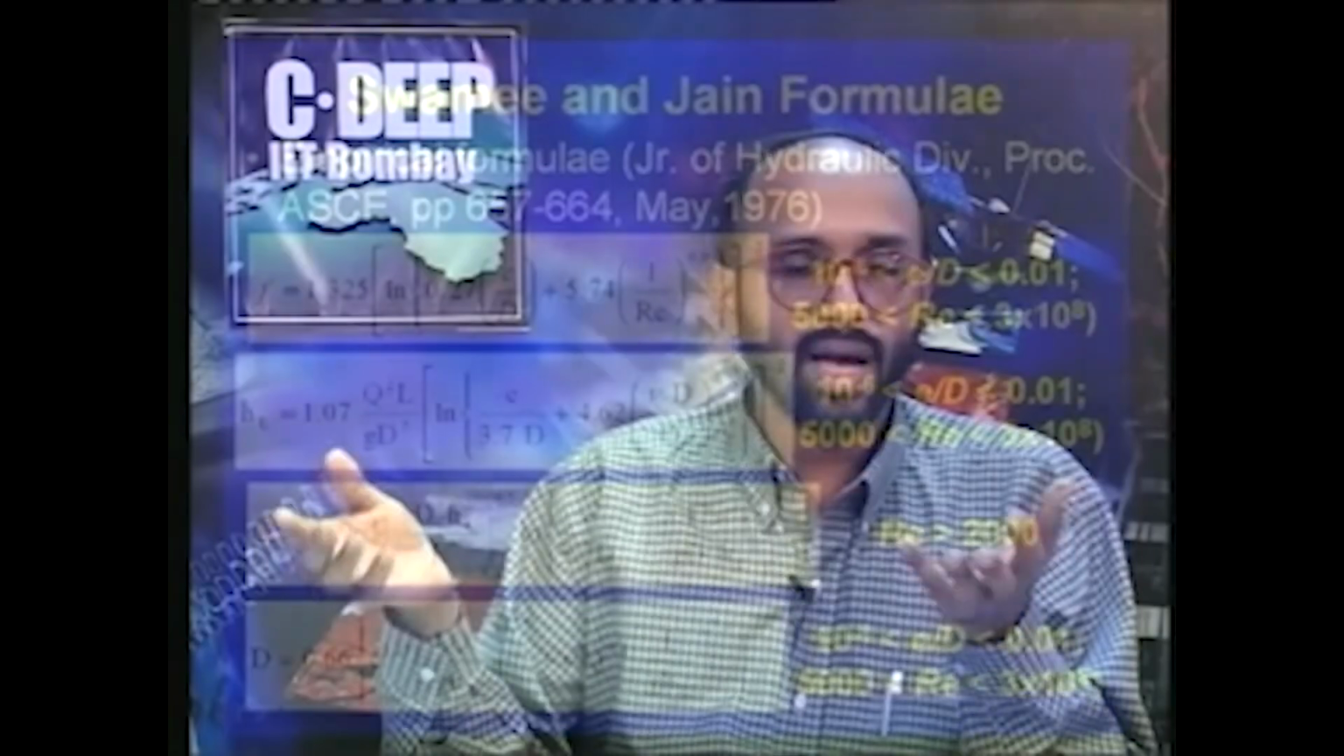And as I mentioned, various methodologies are available. The first one which we discussed is the Moody's diagram, and then a large number of other relationships to obtain the friction factor are available in the literature. A few of these relationships we will discuss here. Next one is the Swamee and Jain formula.